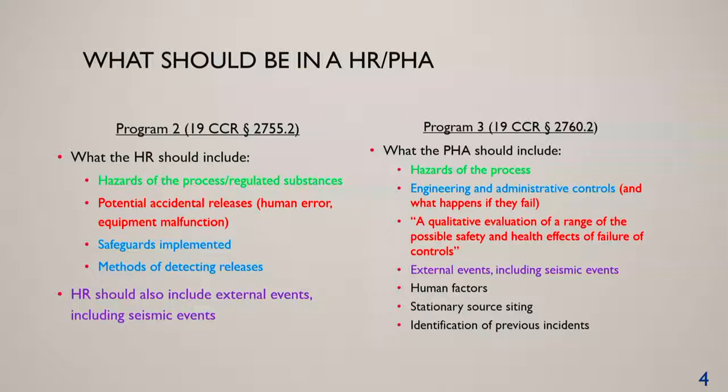So I made a couple highlights here. Hazards, potential accidental releases. In terms of the language that's used in Program 2 and Program 3, Program 2 specifies safeguards and methods of detecting releases, whereas Program 3 just says engineering and administrative controls. Engineering controls are just what's built into the process. Administrative controls being the policies and procedures of a facility, just to try and address those.